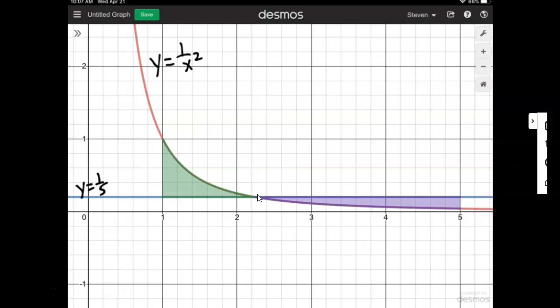So a little bit of labeling here. Y equals 1 over x squared is our graph. Y equals 1/5 is the blue line there. And again, the green is the excluded area. The purple is the included area, the extra area that the 1/5 includes. So we exclude some of it, and we end up including some extra, so that the overall area from 1/5 is actually equal to the area beneath the curve. Okay, and so that's what the average value actually means.